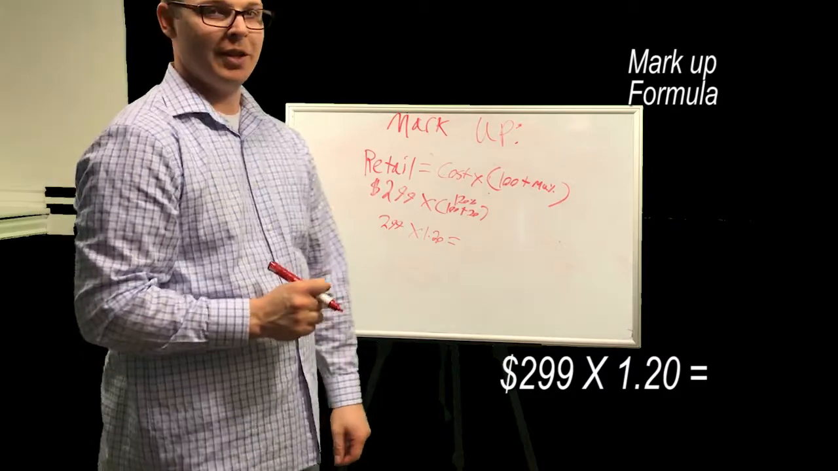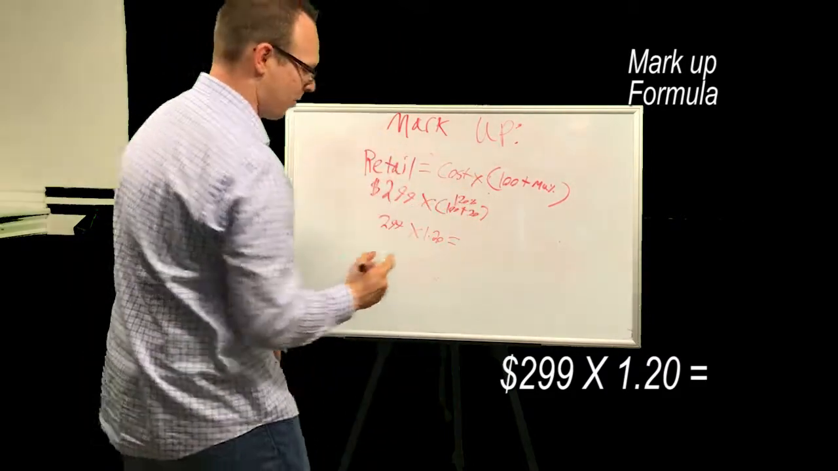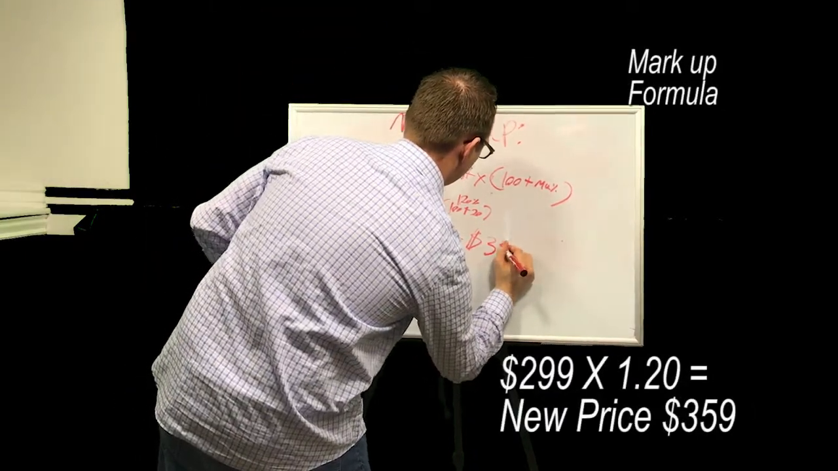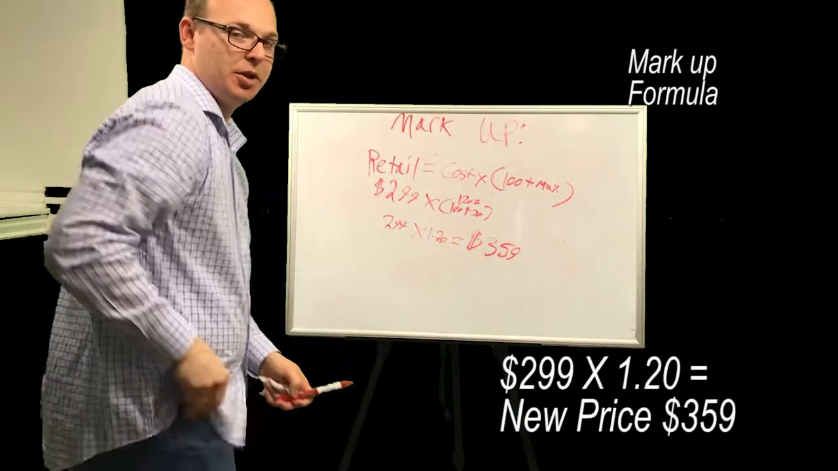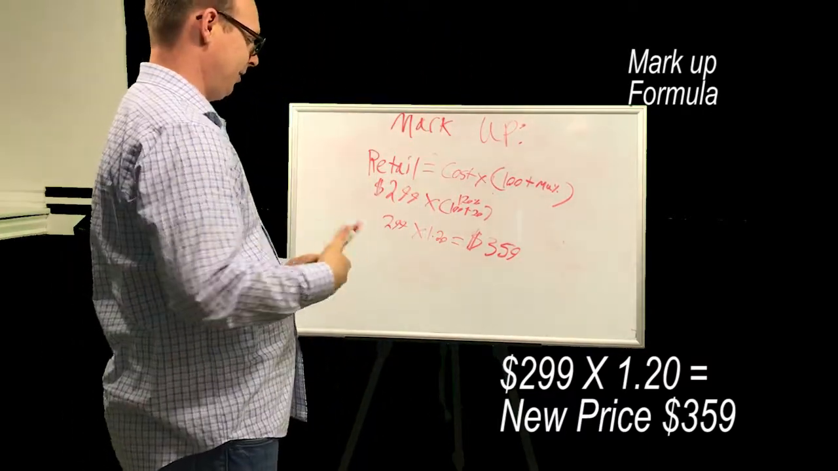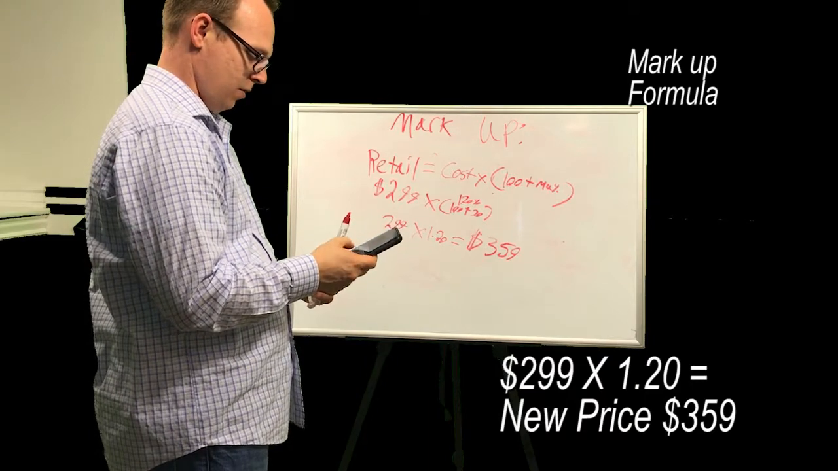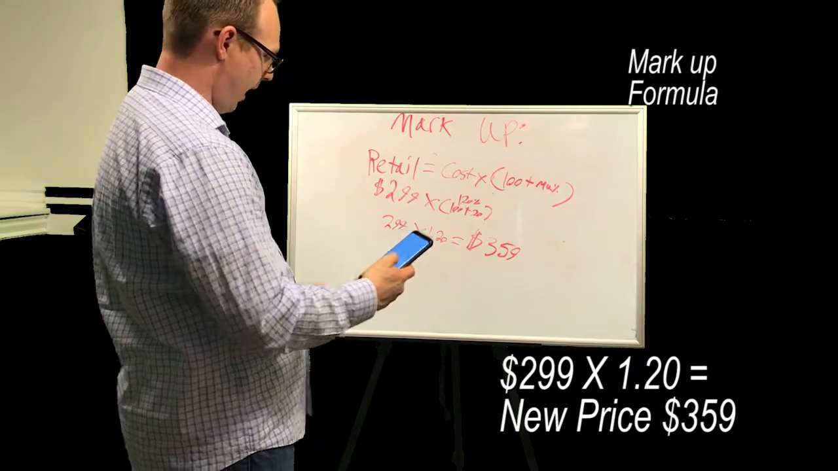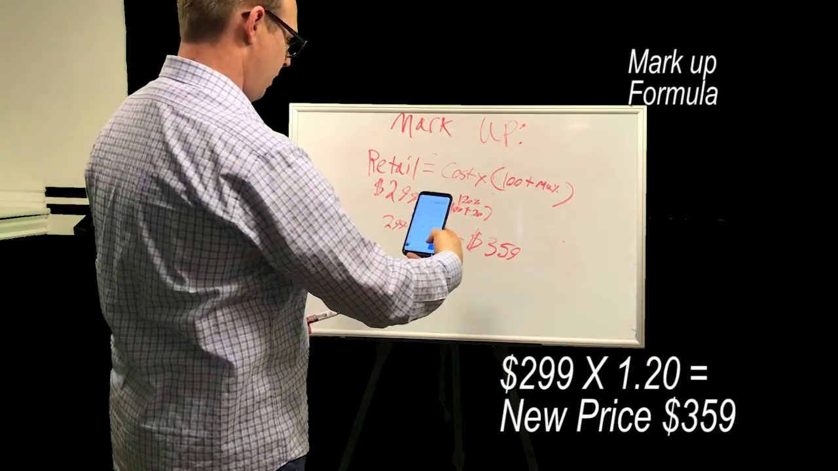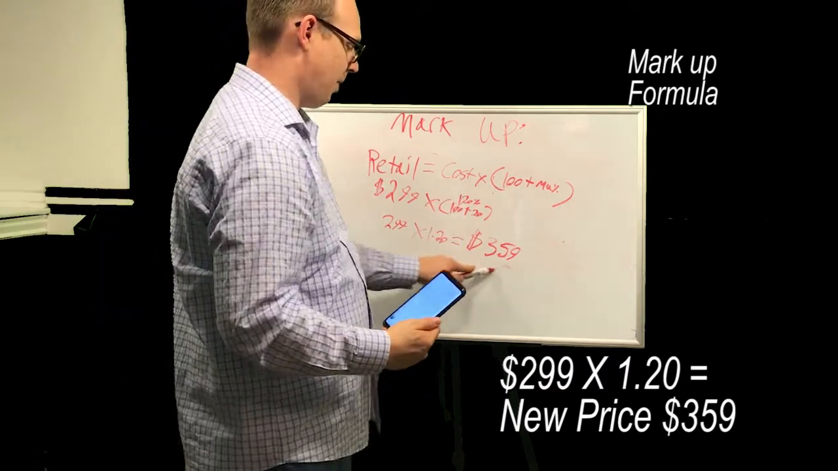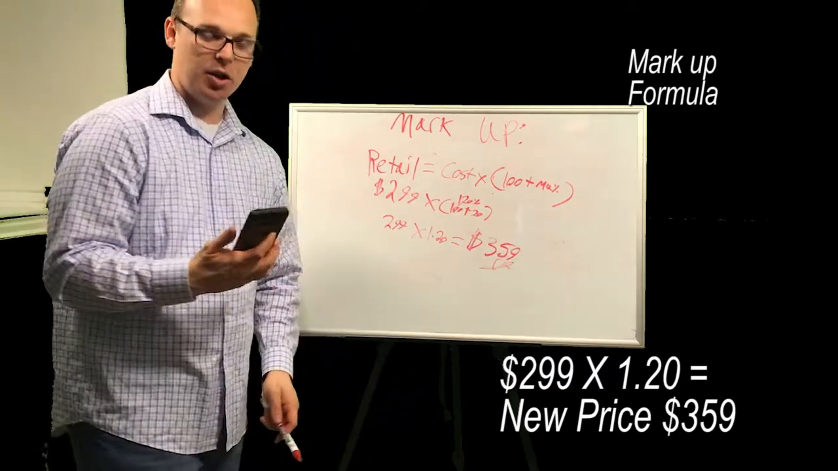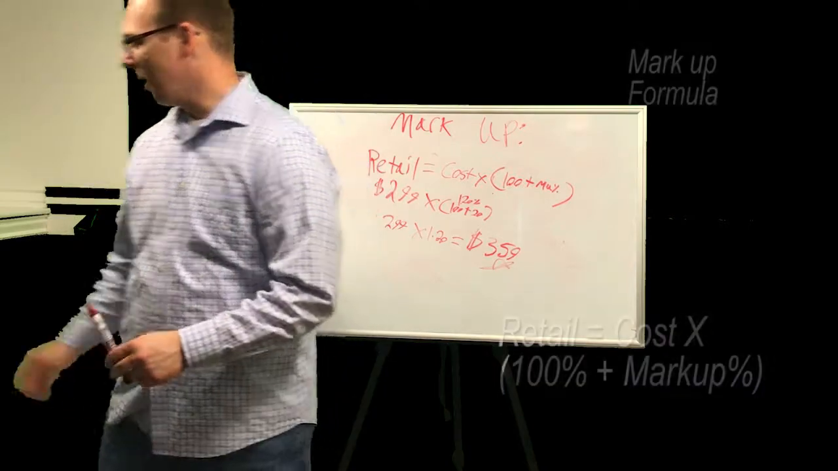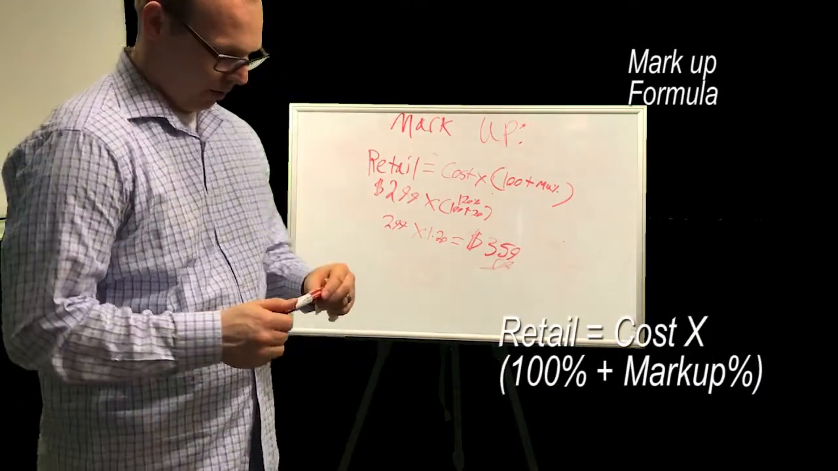Any takers? $359, if I did my math right. You guys want to check me there? Get out your calculator. $299 times 1.20 is $358.80. So I was right on the money, off by 20 cents. That is your markup formula. You need to understand it. You need to be able to speak to it. And sometimes you'll use it, but most times you want to use your gross margin.